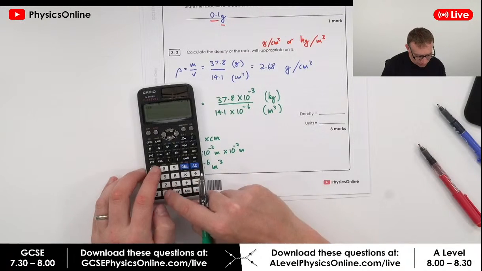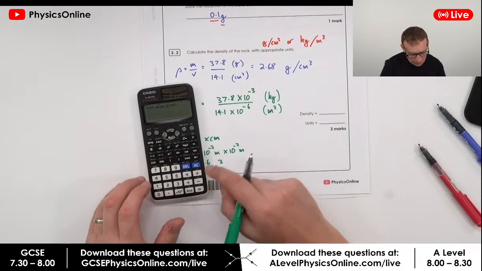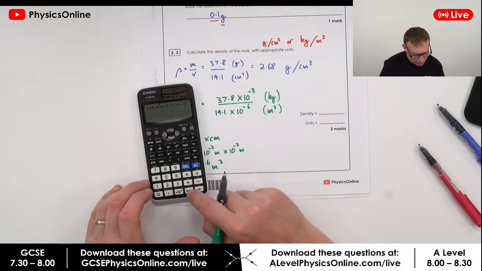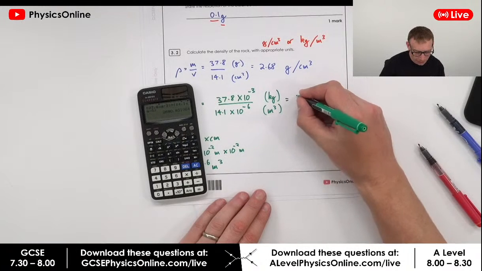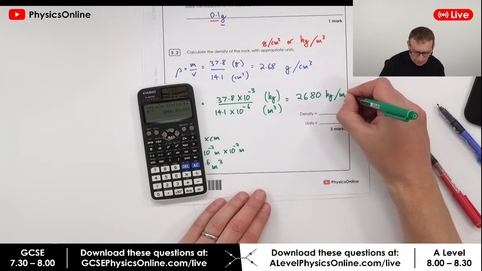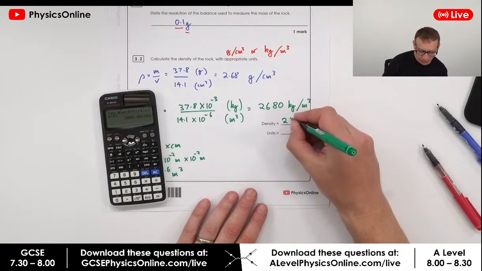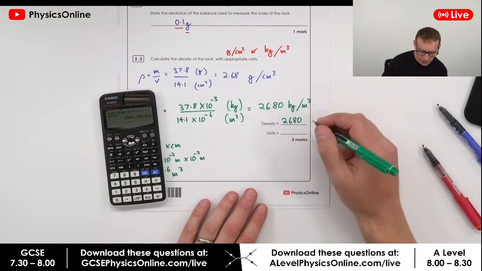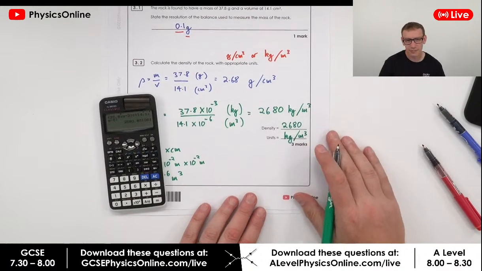So we've got open brackets 37.8 times 10 to the minus 3, close brackets, divided by open brackets 14.1 times 10 to the minus 6, close brackets. And this gives a number equal to 2680 kilograms per cubic metre. Okay, so the density we could say is 2,680 units of kilograms per cubic metre.